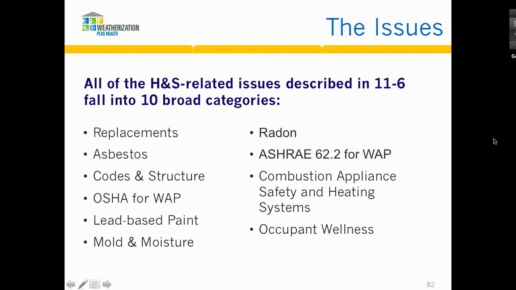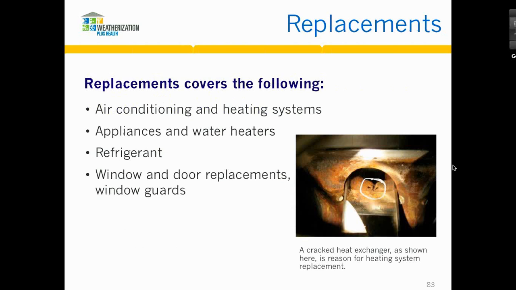So these are the broad categories: replacements, asbestos, codes and structure, OSHA, lead-based paint, mold and moisture, radon, ASHRAE 62.2, or I think it might be called ventilation, combustion appliance safety and heating systems, and occupant wellness. I don't think I have all of those in the slideshow.